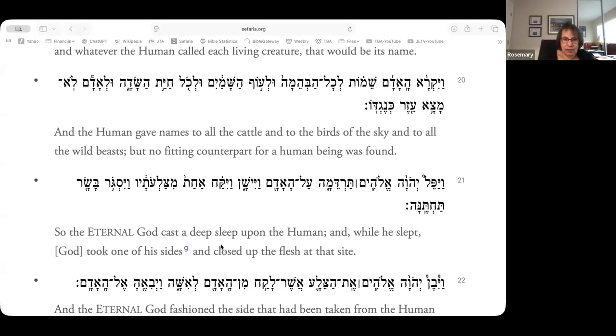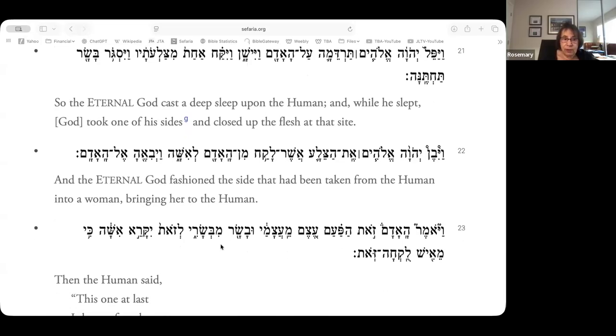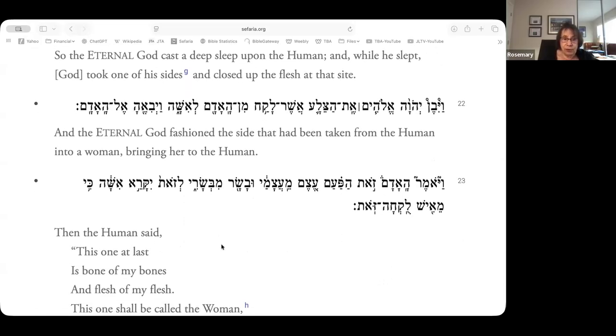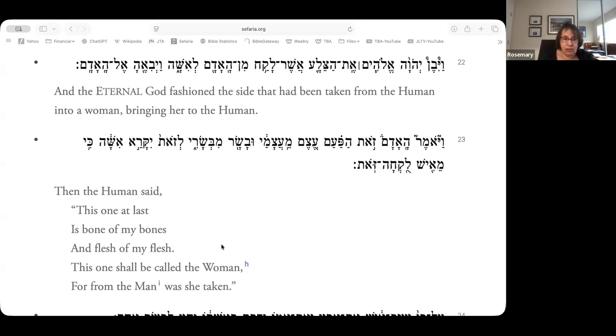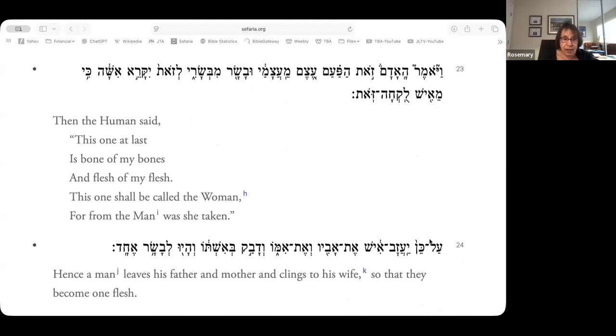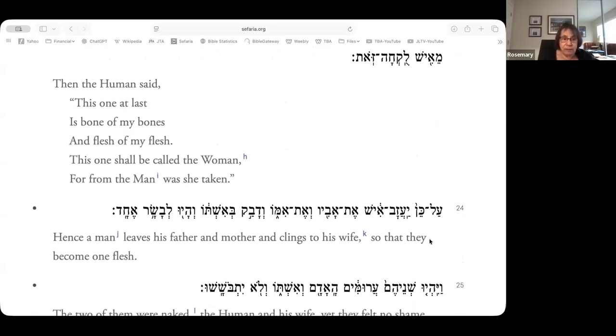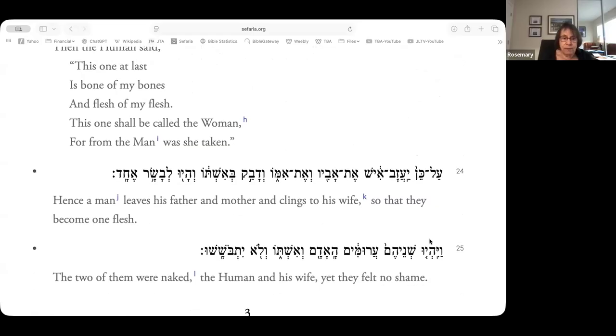Here it goes. The eternal God cast a deep sleep upon the human, and while he slept, God took one of his sides and closed up the flesh at that site. And the eternal God fashioned the side that had been taken from the human into a woman, bringing her to the human. Then the human said, this one at last is bone of my bones and flesh of my flesh. This one shall be called the woman, for from the man was she taken. Hence, a man leaves his father and mother and clings to his wife, so that they become one flesh. The two of them were naked, the human and his wife, yet they felt no shame.